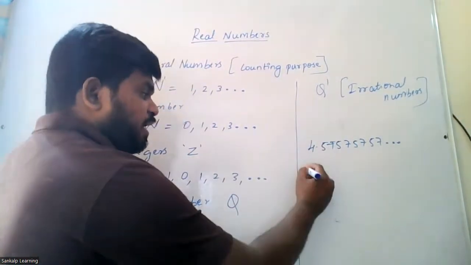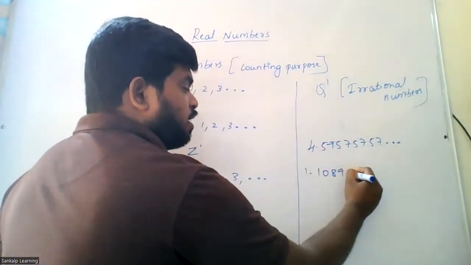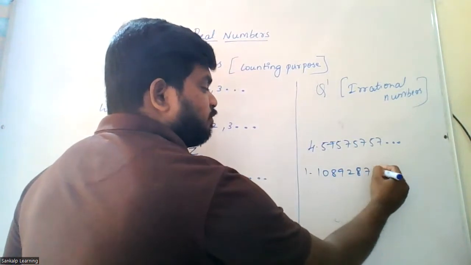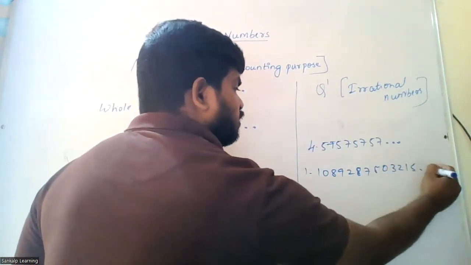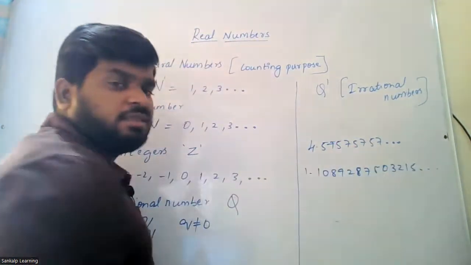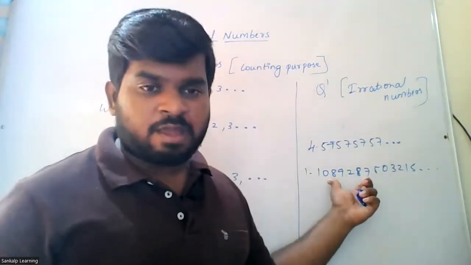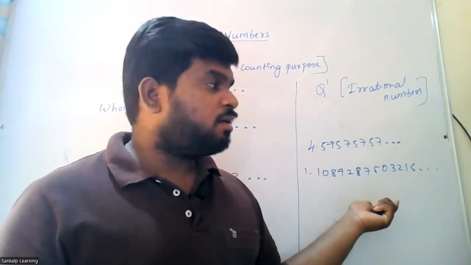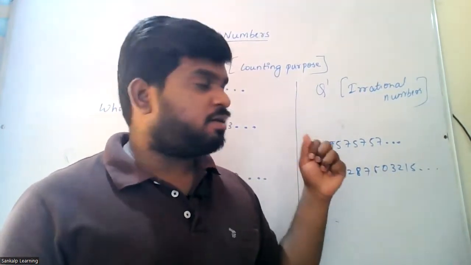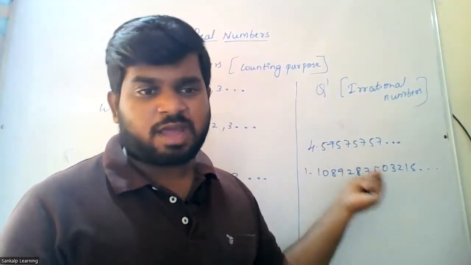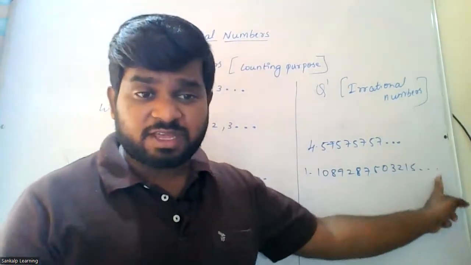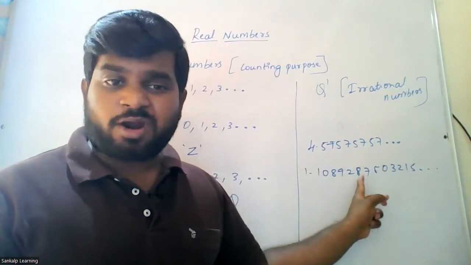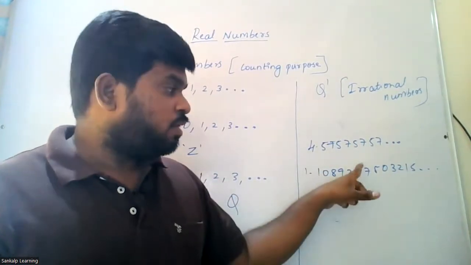Suppose if I take like this 1.10892287560321 5 something. Here you can see there is no pattern. There is no pattern repeated. Therefore, we call this non-recurring. At the same time, it is not stopping, so it is non-terminating. These kind of things you cannot express in terms of P by Q.